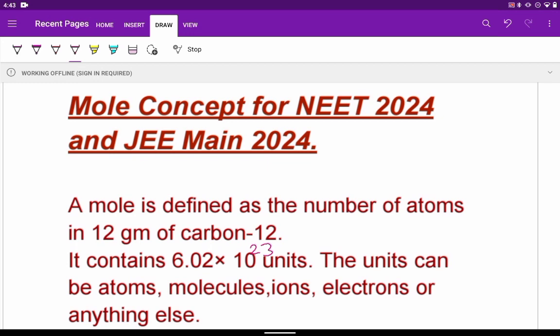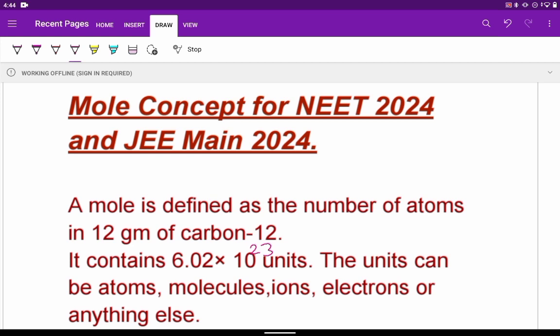Today we will study the mole concept, which can be used for the NEET 2024 and JEE Main 2024 examinations. Now first look at the concept of what the mole is. A mole can be defined as the number of atoms in 12 gram of carbon 12.